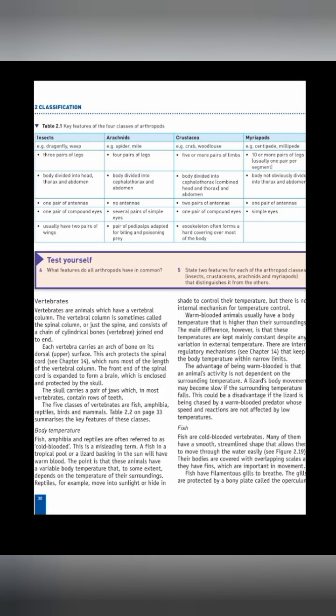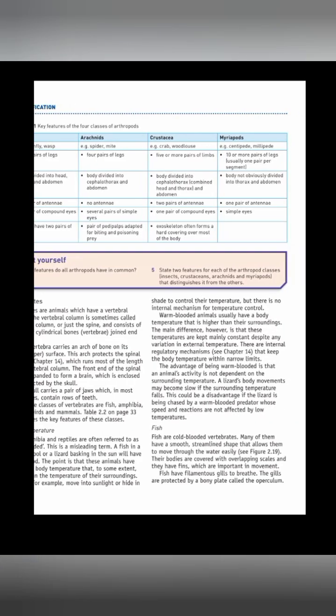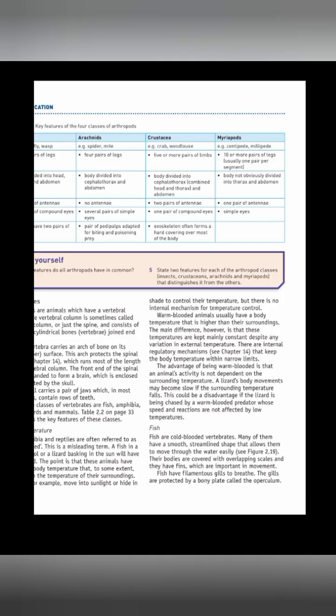Now we discuss their comparison. Firstly we discuss the examples or common organisms. Insects include wasps and dragonflies, and arachnids include spiders and mites. Crustaceans include crabs and woodlice, and myriapods include centipedes and millipedes. Now we discuss the number of pairs of legs. Insects have three pairs of legs. Arachnids have four pairs of legs, crustaceans have five or more pairs of limbs, and myriapods have ten or more pairs of legs, present on each segment.